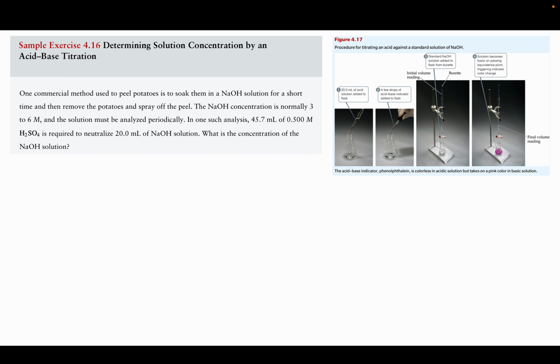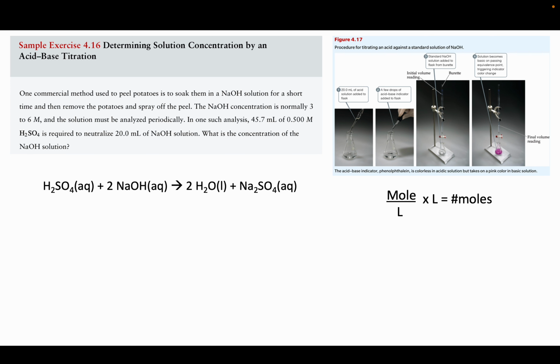The first thing I want to extract from the scenario, I need a balanced equation. So this is another acid-base neutralization reaction, this time involving sulfuric acid and sodium hydroxide. So we want to begin by writing a balanced equation. Solution information is given, so we're going to go back to the expression moles per liter times number of liters gets me number of moles.